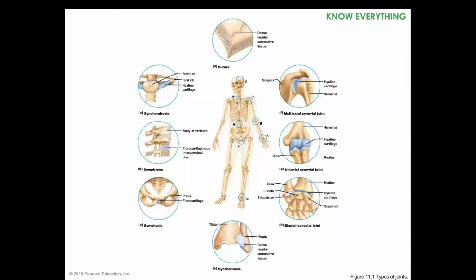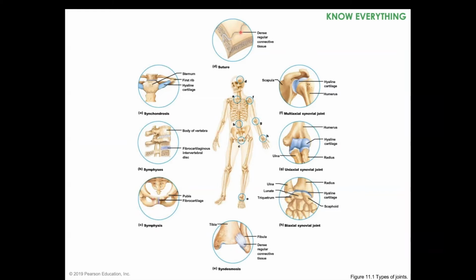So this is a visual representation of the different types of joints. On the left here, we have three examples of our cartilaginous joints. We have hyaline cartilage here in between the sternum and the rib. You have fibrocartilage in between the vertebrae. And then lastly, we have fibrocartilage here in the pubis, which makes your pubic symphysis.